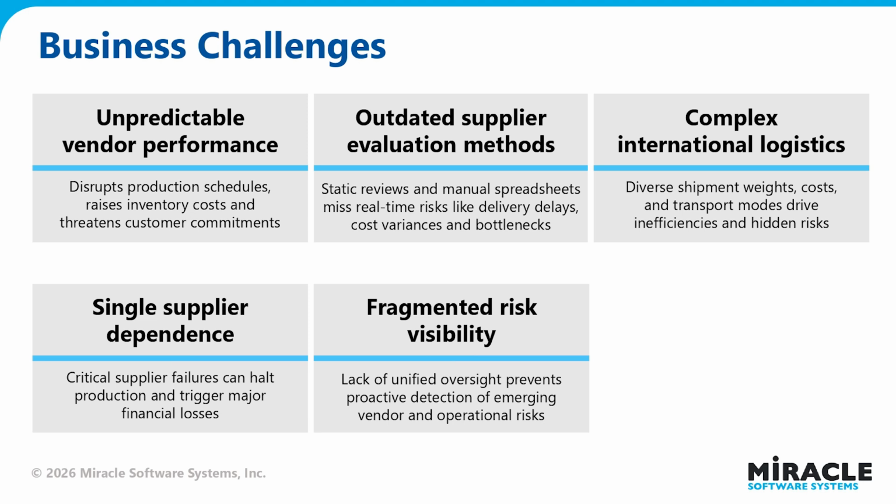Global supply chains face rising risks from unpredictable vendor performance that disrupt production, inflate inventory costs, and jeopardize customer commitments. Static supplier reviews and manual spreadsheets fail to capture real-time threats like delivery delays, cost variances, and further bottlenecks. Meanwhile, complex international logistics across varied shipment weights, costs, and transport modes amplify inefficiencies, where a single supplier failure can halt production and cause major financial losses. This convergence of risk demands a holistic data-driven approach.